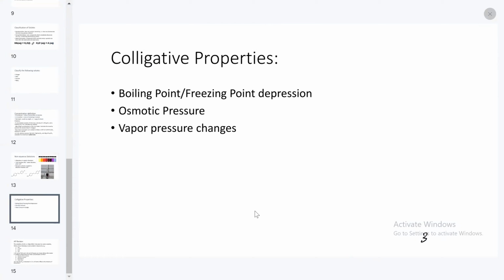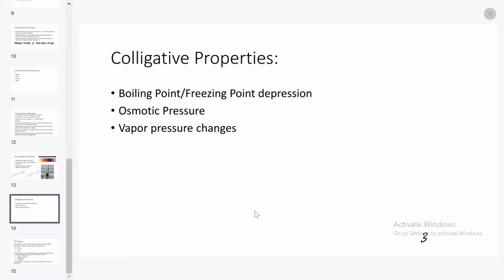Furthermore, we have osmotic pressure. This works on the idea of osmosis. The solvent will want to pass through a semi-permeable membrane, and the solute cannot pass through that membrane. So the solvent will move to try to equalize concentrations. It will exert a pressure, which is equal to the osmotic pressure. And the osmotic pressure is very sensitive to low concentrations.